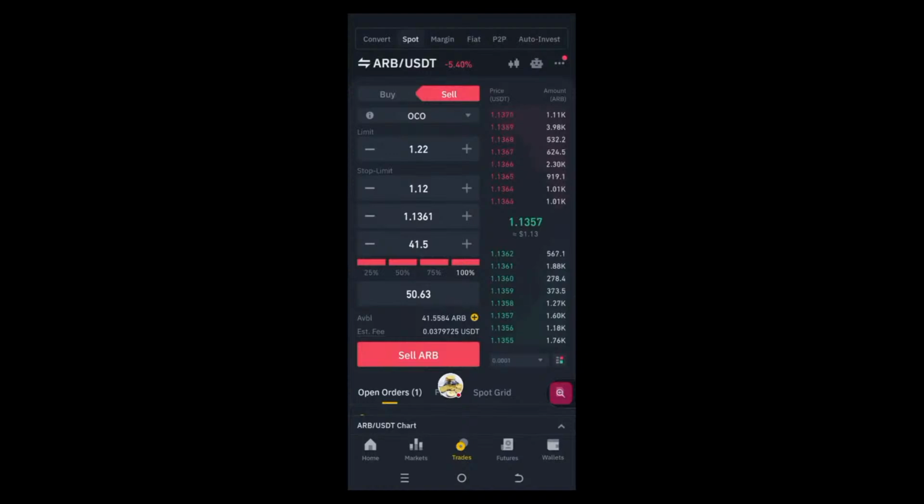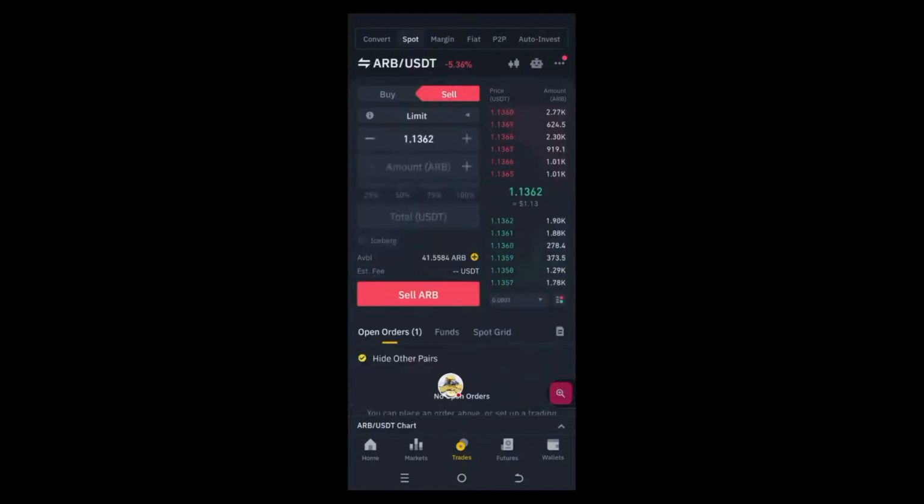Now that's just the difference. Let me go to limit, because this is my absolute best. So for limit, I'm going to set the price I want.